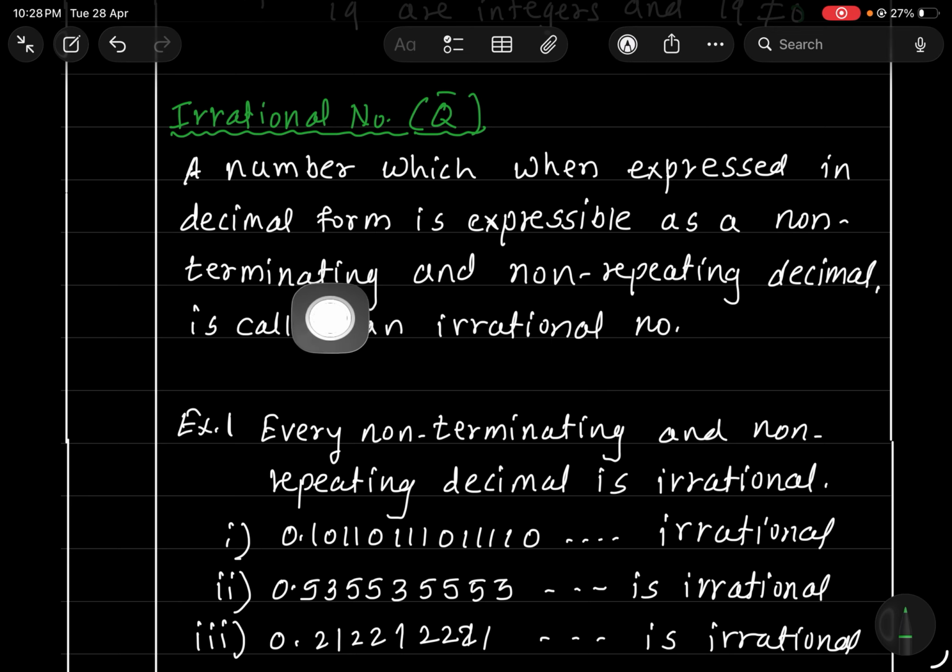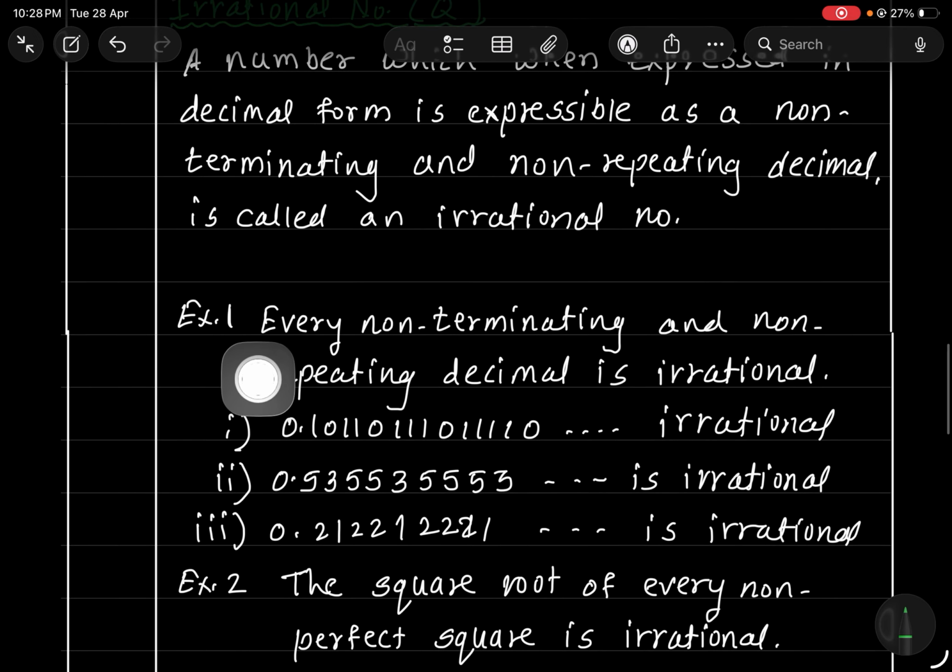Now, non-terminating, I told, means a continuous remainder is coming. Numbers like 1, 2, 3, 4 keep coming, so the division is going on continuously, and your answer is non-terminating, which means you have to write dash dash after whatever answer is there. Then non-repeating means that the numbers do not repeat after some interval. So it is called an irrational number. You will understand in example 1.